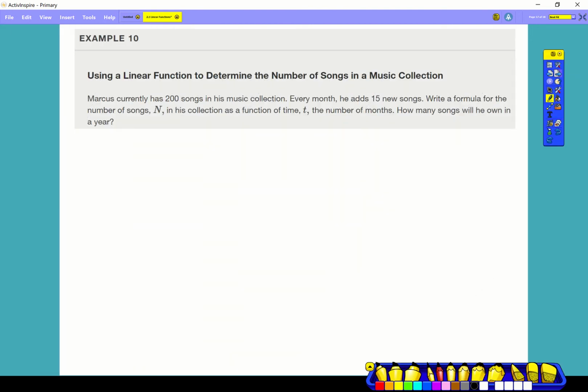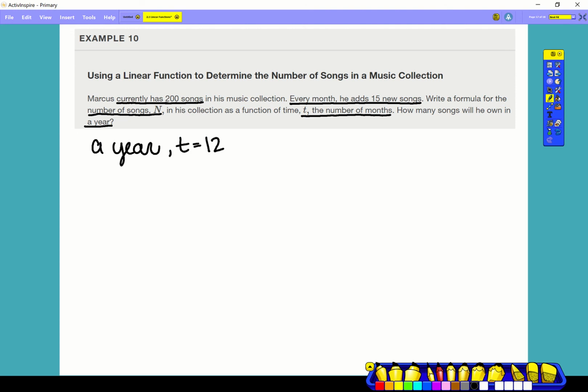Okay, Marcus currently has 200 songs in his music collection. Every month he adds 15 new songs. Write a formula for the number of songs in his collection as a function of time. The number of songs n as a function of time, and t, the number of months. How many songs will he own in a year? In a year, t equals 12, right? 12 months, that's how many months are in a year.